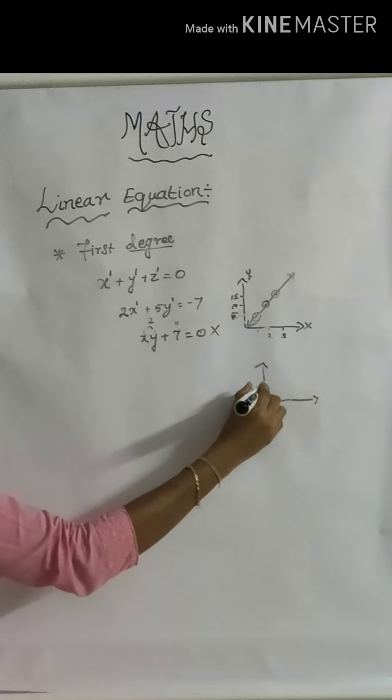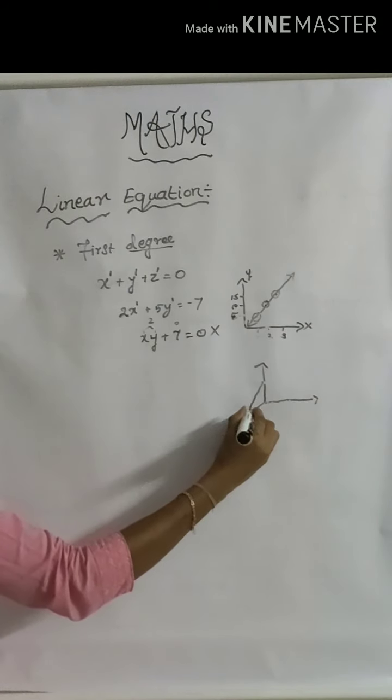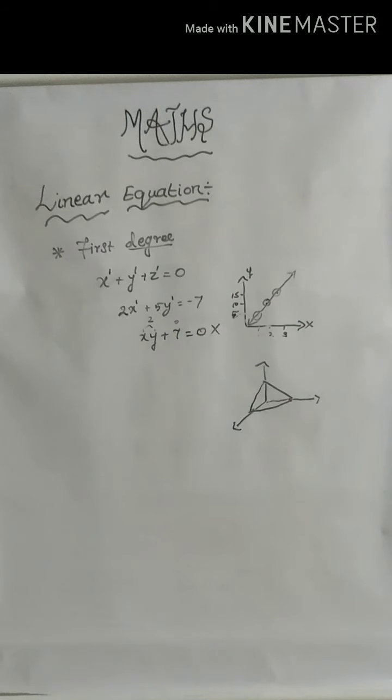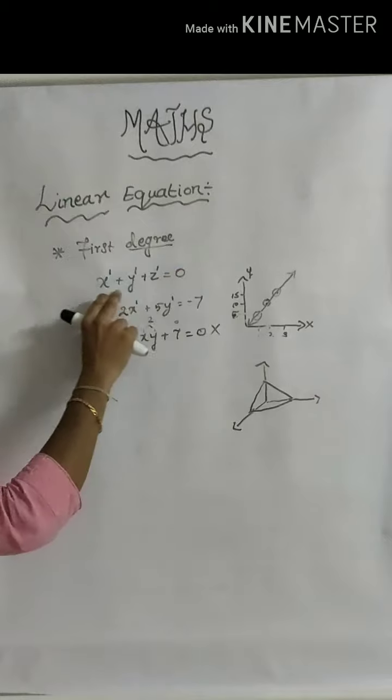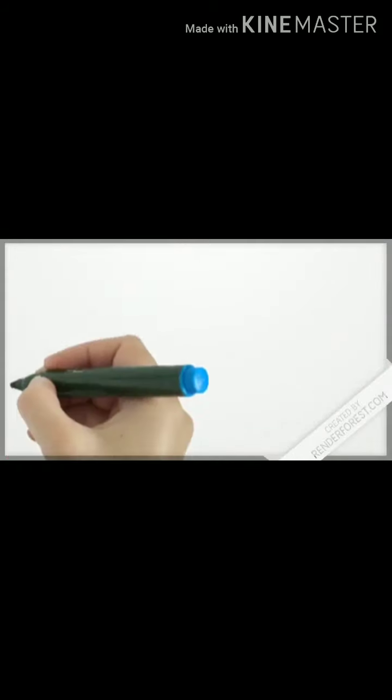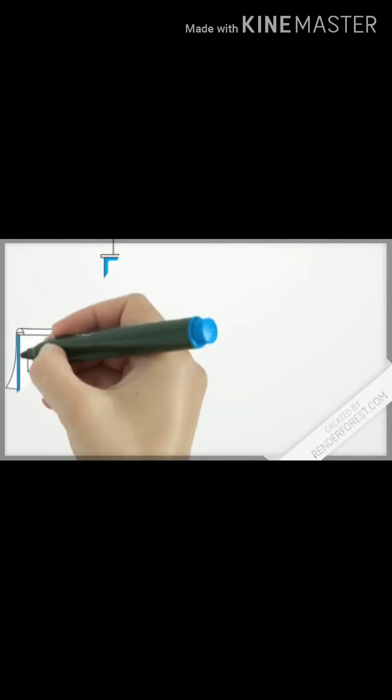Now I am keeping a point for x, y, z, and some other points. All the 3 points have to be joined together. If I join them, we'll get a plane. So the linear equation with 3 variables will be represented by a plane.